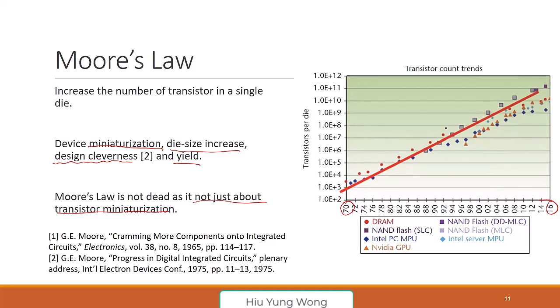And then because of that, you realize that nowadays it's not about putting more transistors there. It's about more optimization, including this design cleverness, which he mentioned in 1975. And nowadays, that is exactly what we are doing for the new transistors. Okay? Any questions?